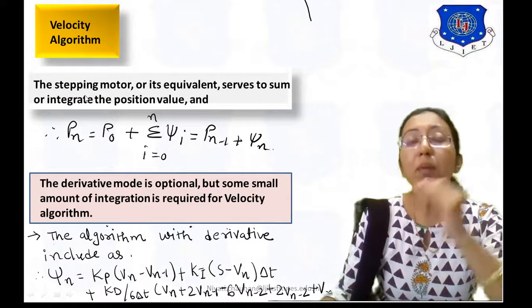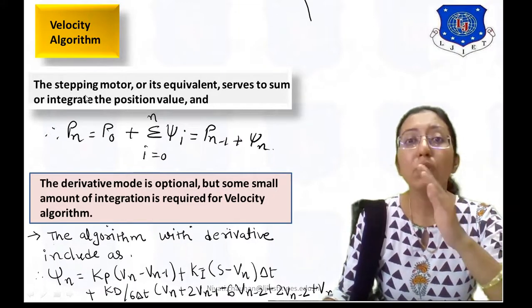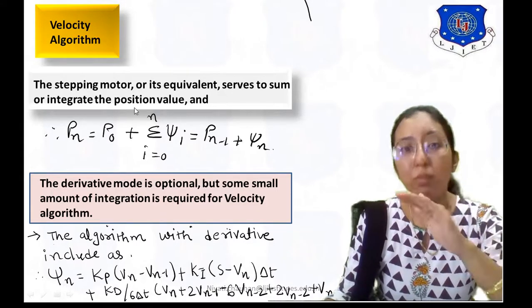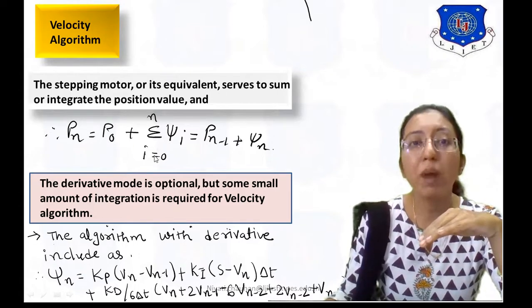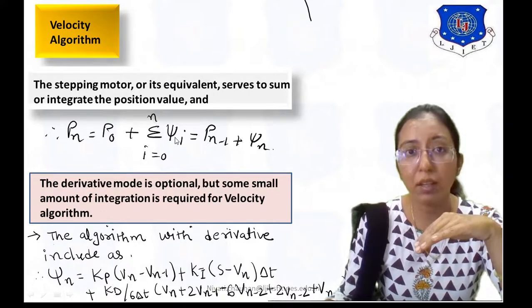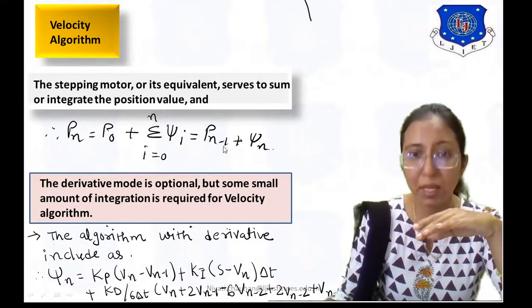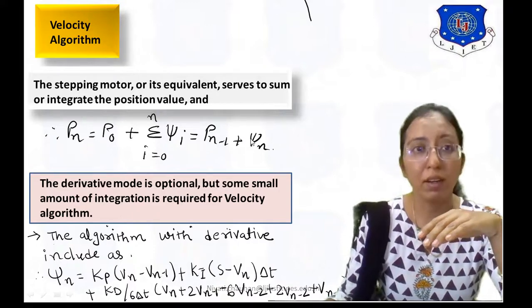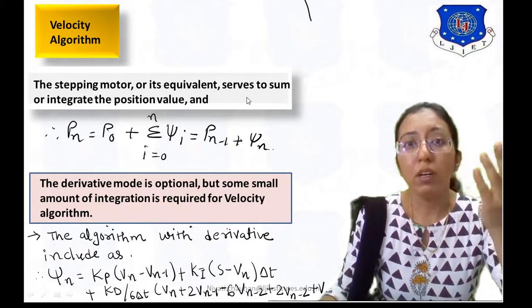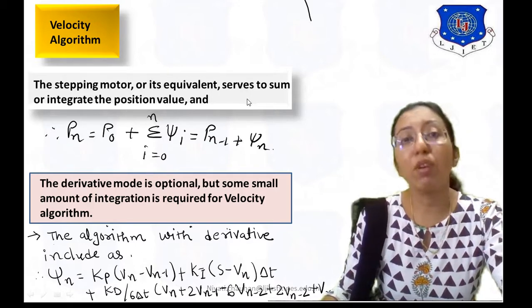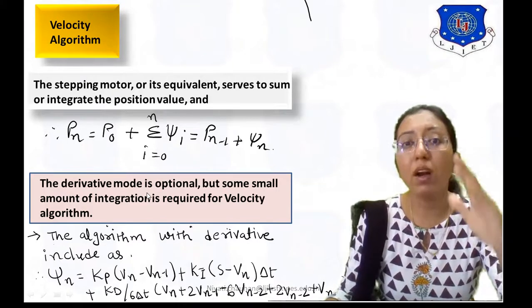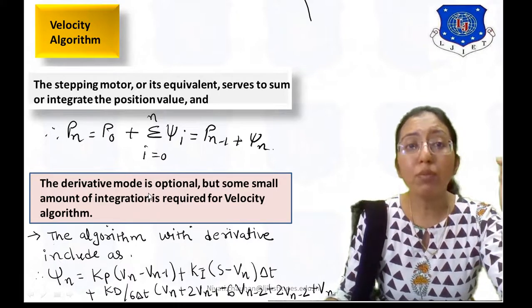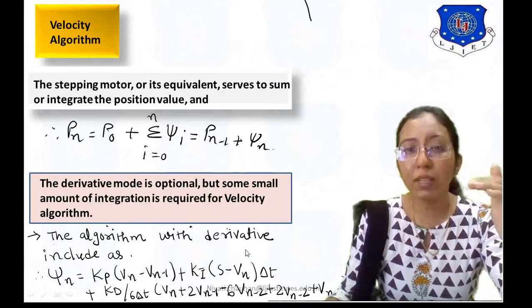The stepping motor or its equivalent serves to sum or integrate the position change psi. So the equation will be Pn is equal to P0 plus sigma i equal to 0 to n psi i. The final equation will be Pn minus 1 plus psi n, for the stepping motor where we want to integrate the position of the valve. The derivative mode is optional for the velocity algorithm, but some small amount of integration is required. The algorithm with derivative is included.